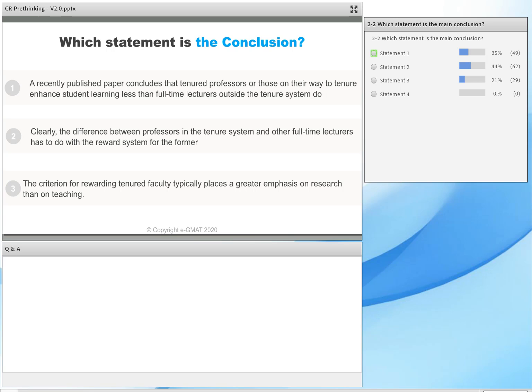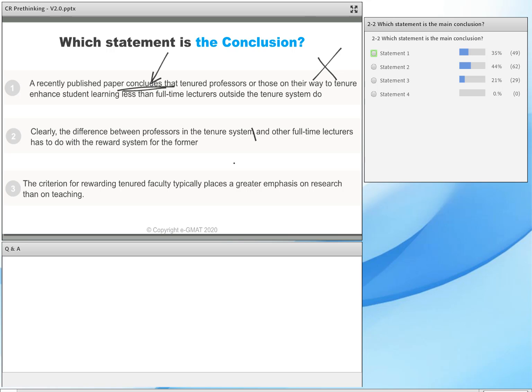35% or 49 of you say that statement 1 is the main conclusion, and you would be wrong. Statement 1 is not the main conclusion. Why? A lot of people think statement 1 is the main conclusion because it has this word concludes over here, and it says a recently published paper concludes something. Again, this is not by the author of the argument, it's by the paper. Because people see this word concludes, they think this must be the main conclusion.